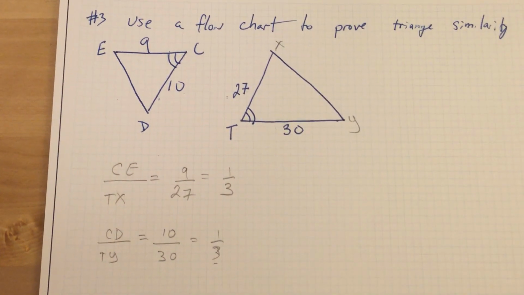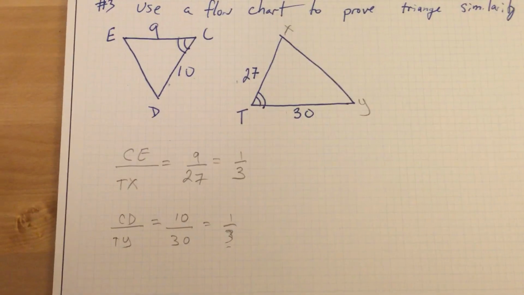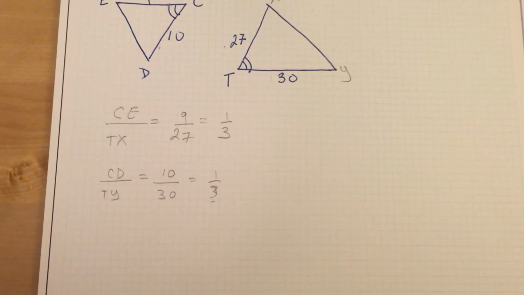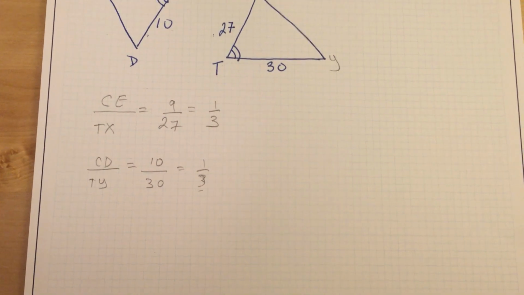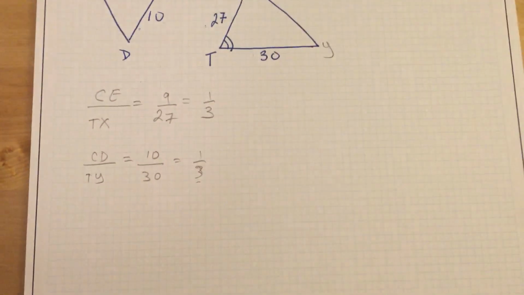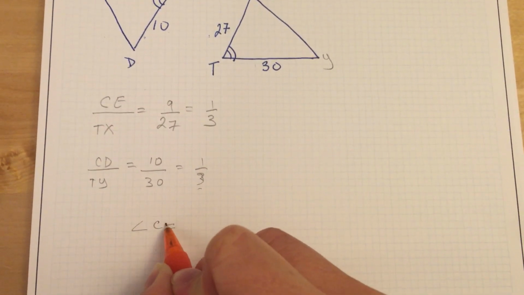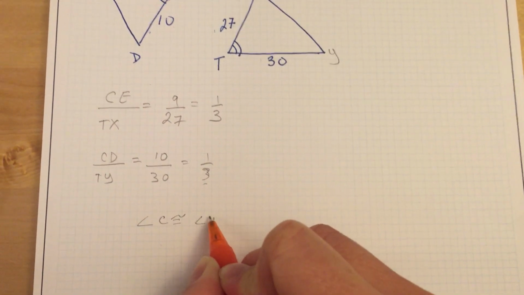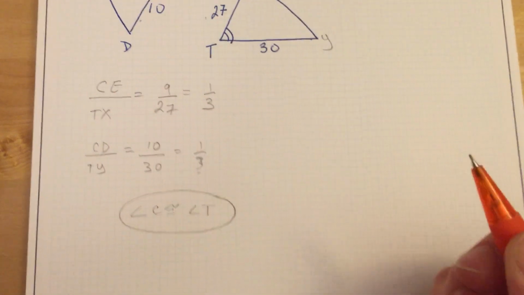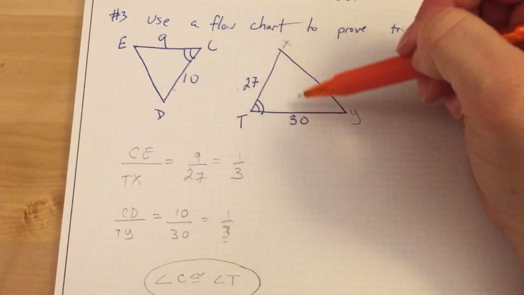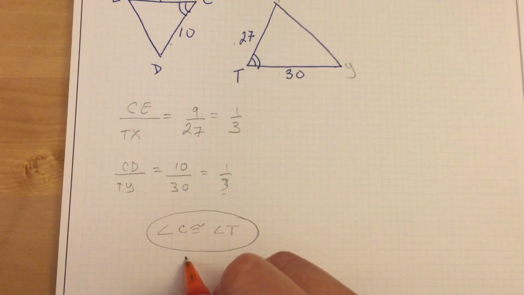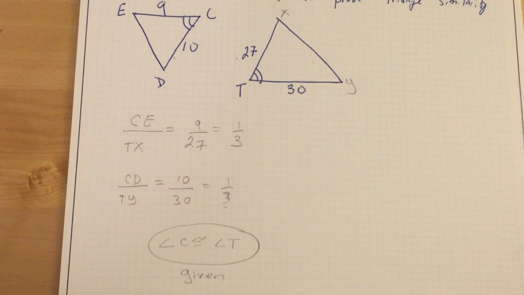So sometimes you're going to get fractions. Sometimes you'll get integers, right? Which is fine. All right, so let's start with proving that these triangles are the same. So the first thing I'm going to say is angle C is congruent to angle T. Why can I say that? Well, I gave you that information in the picture. So I get to write the word given.